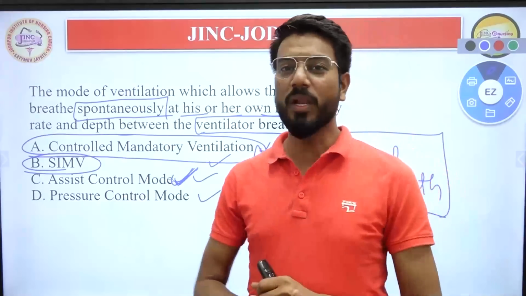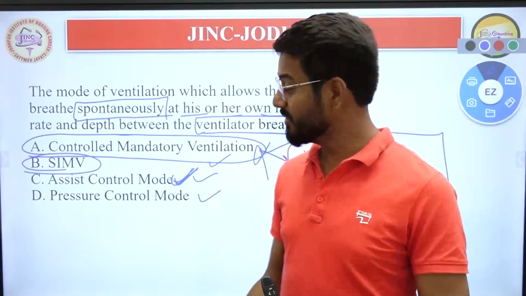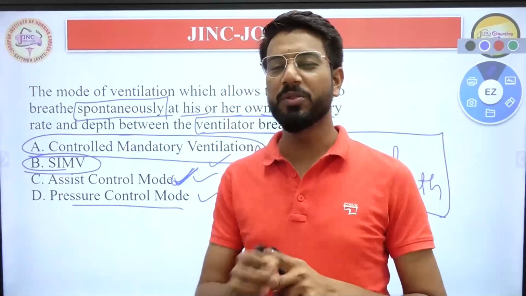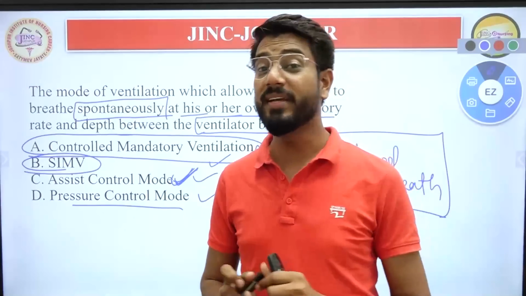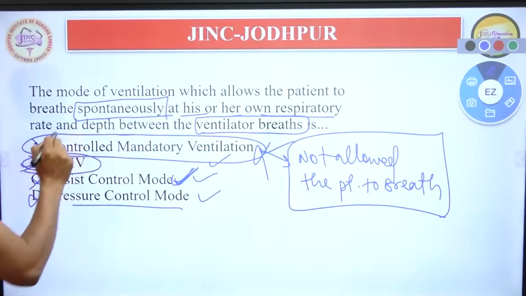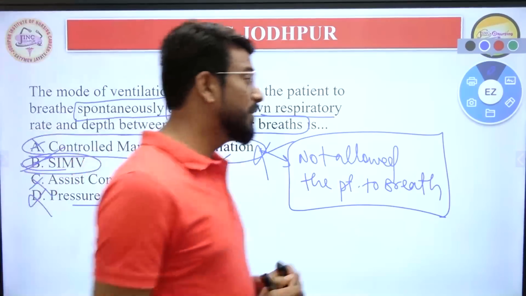इसीलिए यहाँ भी वेंटिलेटर तो अलाउ कर नहीं रहा है पेशेंट को अपने ब्रीथ के हिसाब से। और प्रेशर कंट्रोल में तो सारे के सारे ब्रीथ खुद को लेने होते हैं, वेंटिलेटर ब्रीथ एक भी प्रोवाइड नहीं करता है। सो यहाँ पे ये भी गलत, ये भी गलत एंड ये भी गलत। राइट आंसर क्या होगा? B is the right answer.